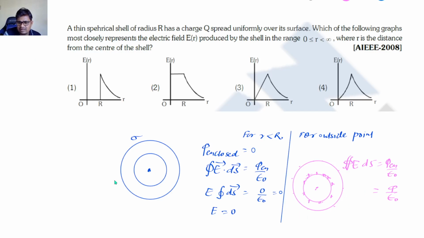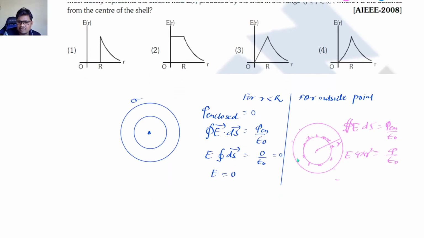So I can take E out and the integration of ds, the surface area, will become 4 pi r square. So this radius is r. In that scenario, we are going to get E equals Q divided by 4 pi r square epsilon naught. So you can see that for r greater than or equal to R, E is inversely proportional to 1 by r square, and for r less than R, E is equal to 0. So the correct option should be option 1 here.